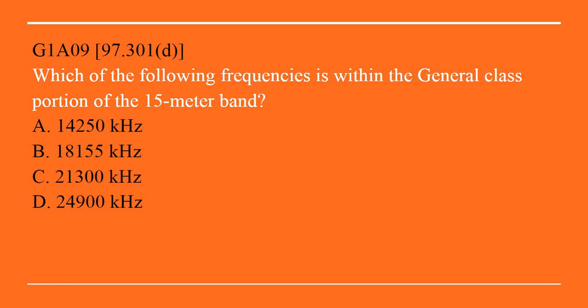G1A09. Which of the following frequencies is within the general class portion of the 15 meter band? A. 14,250 kilohertz, B. 18,155 kilohertz, C. 21,300 kilohertz, or D. 24,900 kilohertz. Correct answer here is C. 21,300 kilohertz.